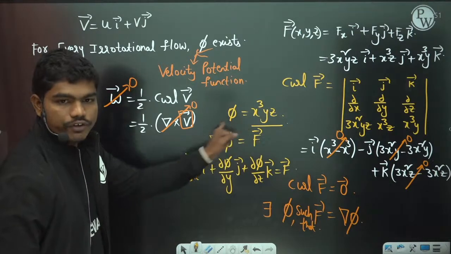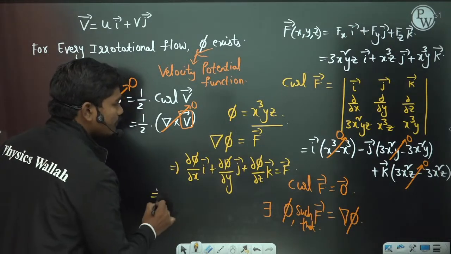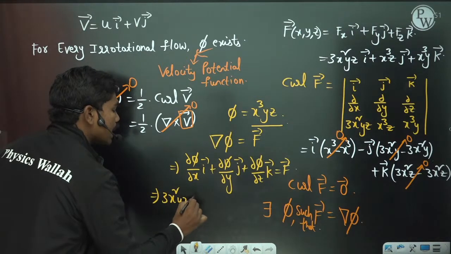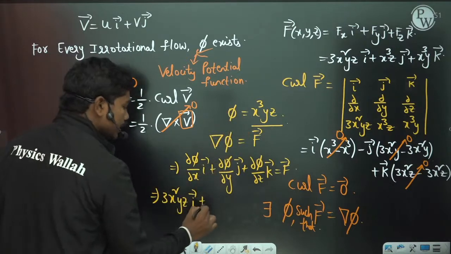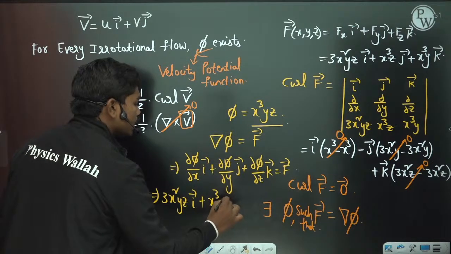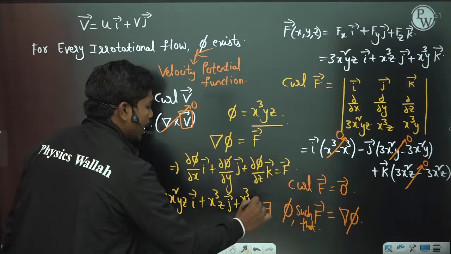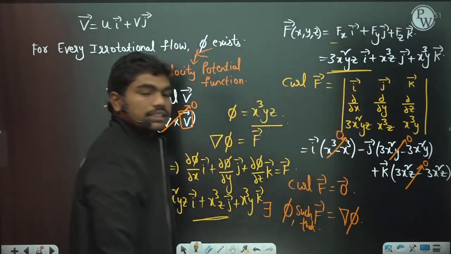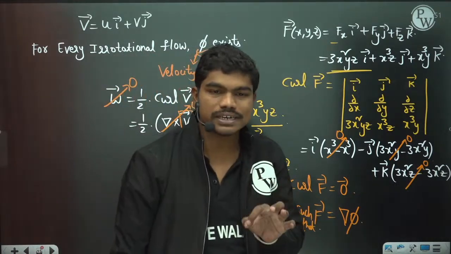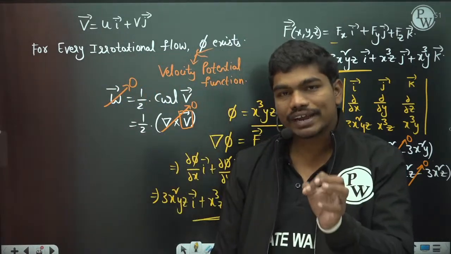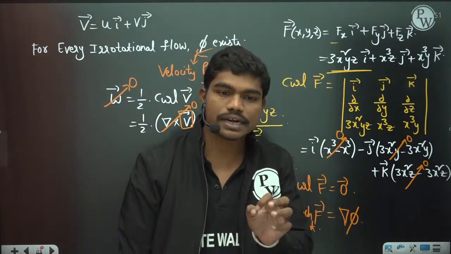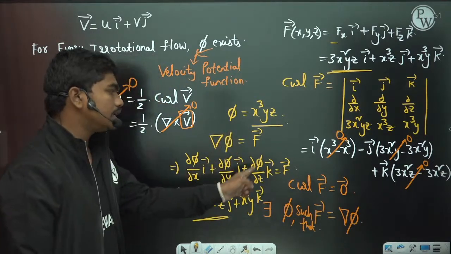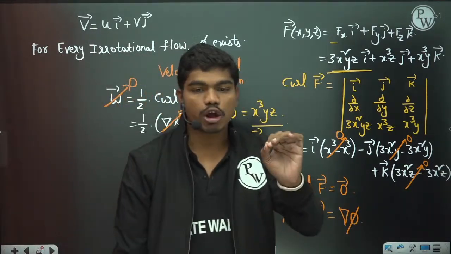So for this function, if you calculate dou phi by dou x, you have 3x square yz times i, plus dou phi by dou y, x cube z, j. Similarly here x cube y, k. And if you see, this gradient of phi and this f bar are both the same. So this is one very important rule in mathematics: whenever the curl of any vector point function is 0, definitely there exists a scalar function such that the gradient of this scalar function is equal to that f bar. Now why have we talked about this?